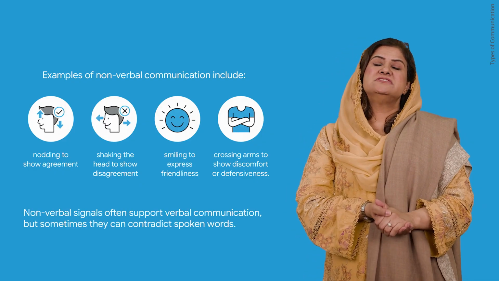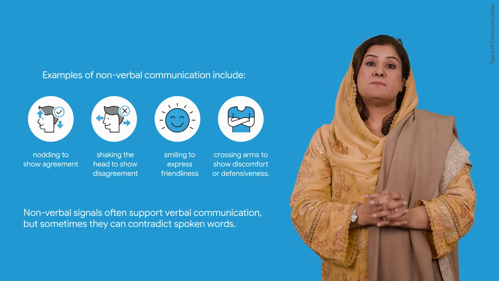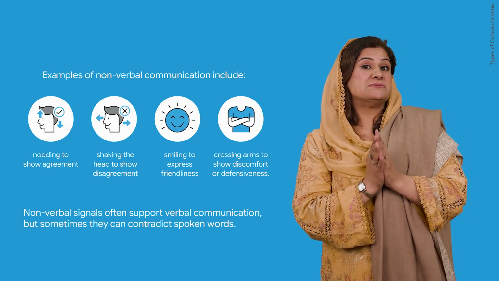Non-verbal signs often support verbal communication, but sometimes they can contradict spoken words. If a student says, I understand, but looks confused and is avoiding eye contact, the non-verbal communication shows that the student may not actually understand. This shows that non-verbal communication can reveal the true feelings or attitude.